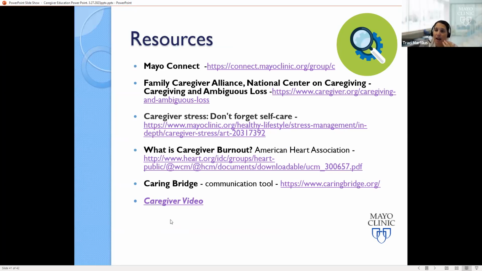These are some other resources for you guys as caregivers. If you are looking for additional information on caregiving and assistance with that, through Caring Bridge, American Heart Association, on self-care. So this is some further information for you too.